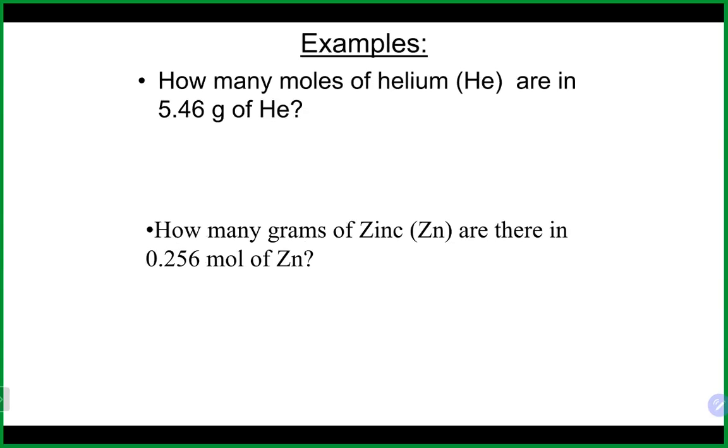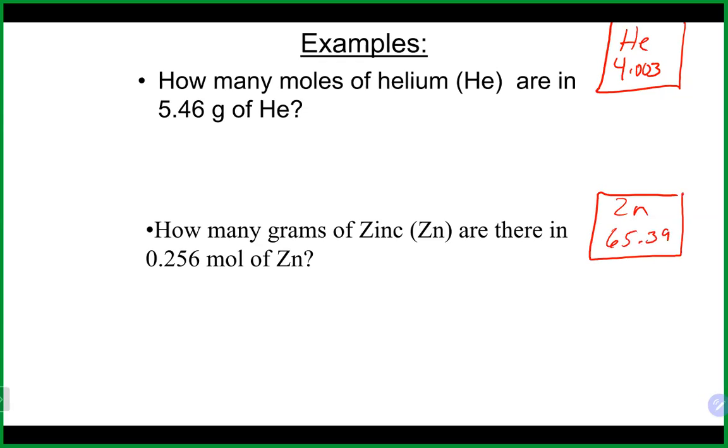All right, let's try a couple here. Let's do both of these. We want to know how many moles of helium are there in 5.46 grams of helium. If you look up helium on the periodic table, 4.003 is the number you'll see underneath it. And zinc: how many grams of zinc are there in 0.25 moles of zinc? If we look up zinc on the periodic table, 65.39 is what we see underneath it. Take a couple of moments and see what you come up with.